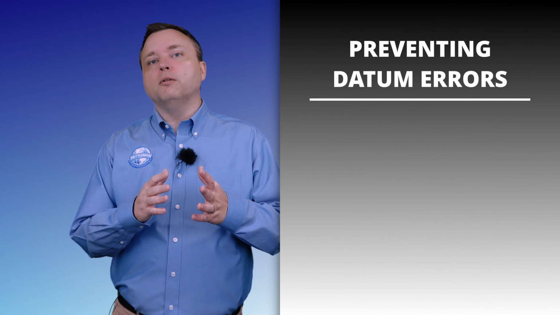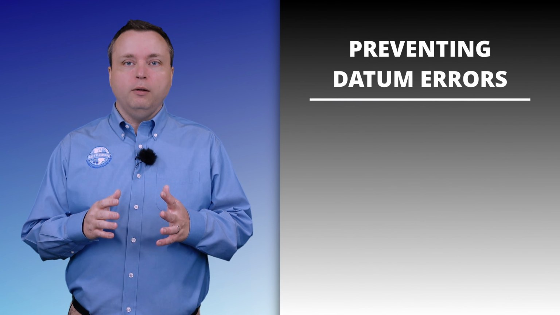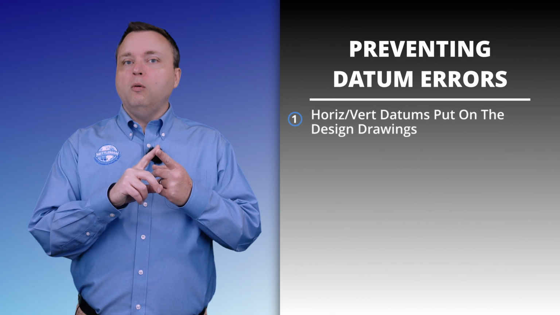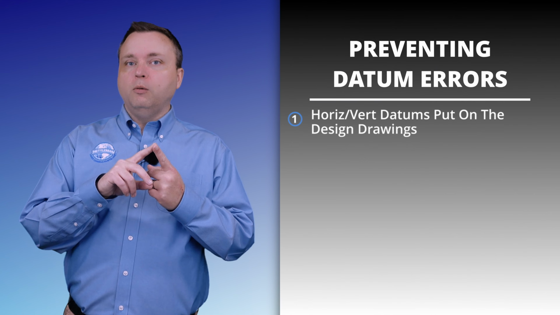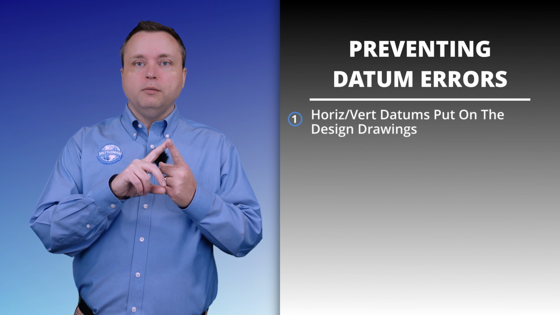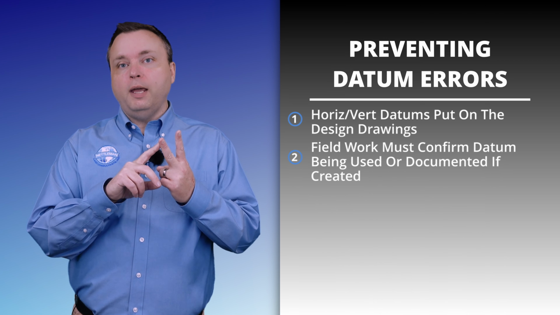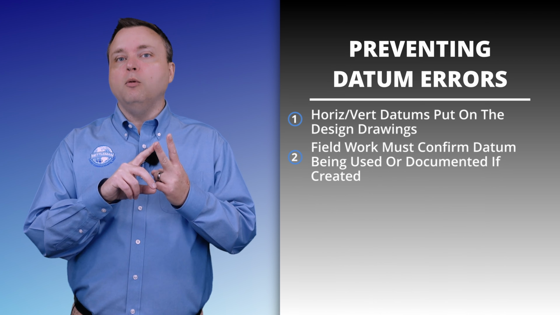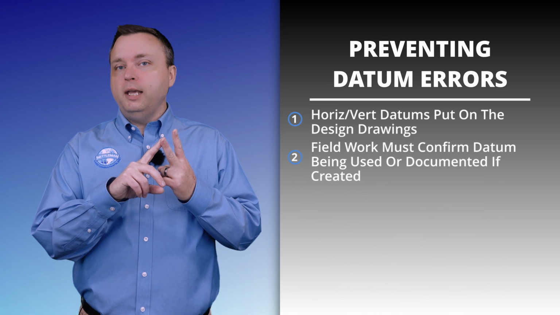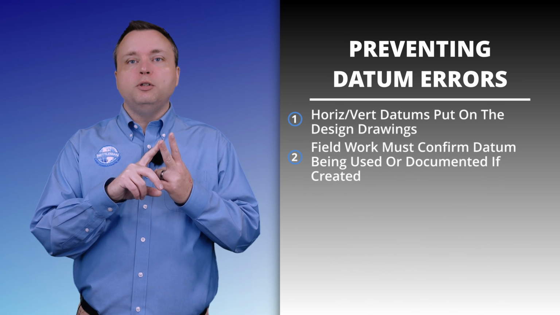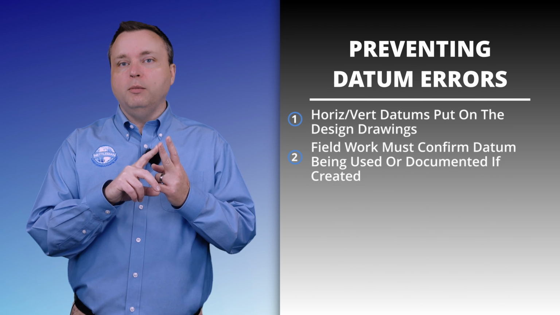So how do you prevent these types of mistakes? Well, number one, you always put the datum, vertical and horizontal, on the design drawings. Number two, when you're surveying in the field, you always confirm what datum if you're staking out, or if you choose your own datum, make sure it's documented.